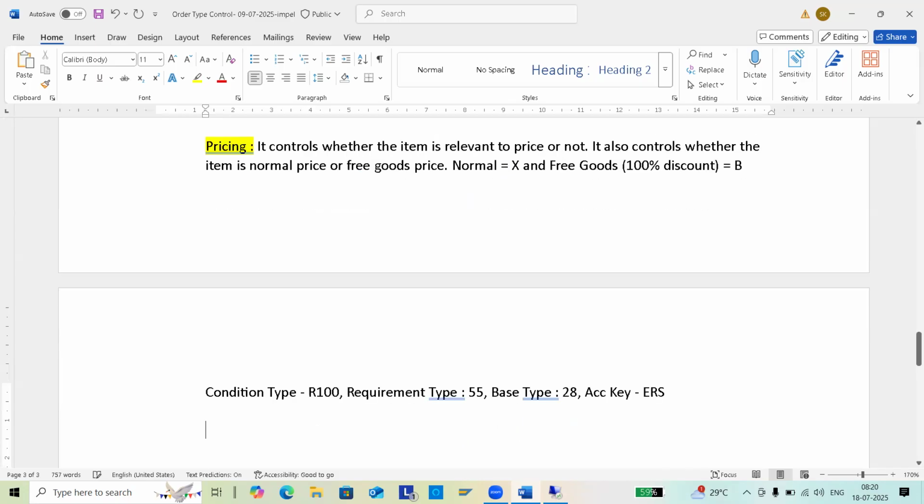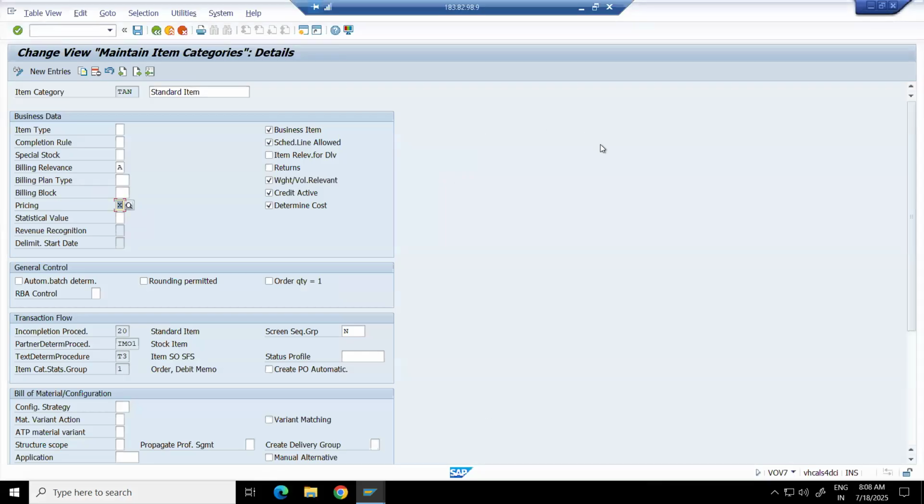Okay, fine. So where can we see all this, guys? Can anyone have observed so far? Pricing procedure, it is. Yeah, we can see it.